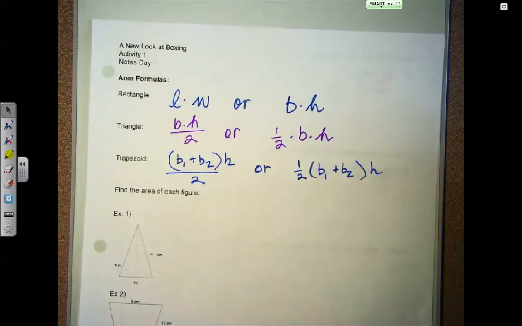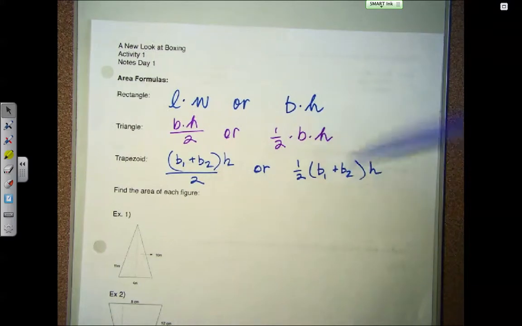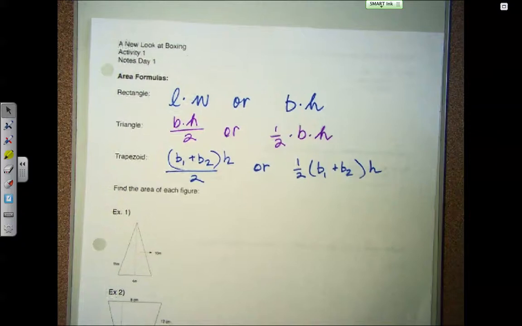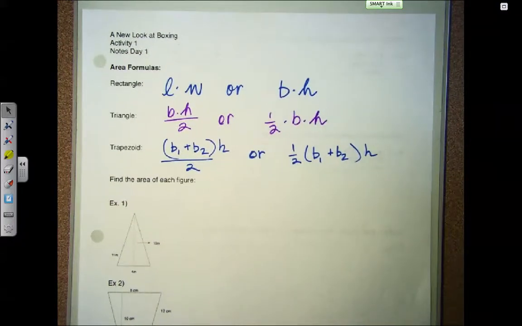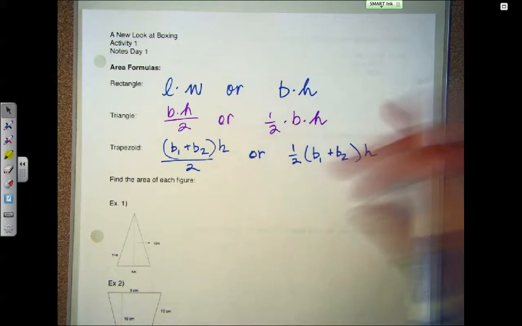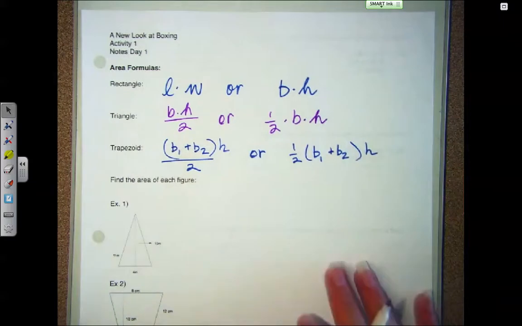Now, when you're doing order of operations and trying to find the area of a trapezoid, what do you need to do first? For a trapezoid, the parentheses. You need to add together what's in the parentheses.